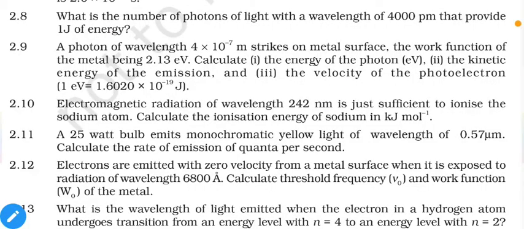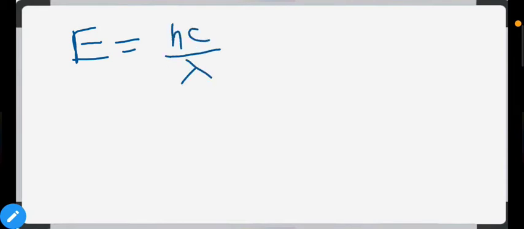Question 2.8: what is the number of photons of light with a wavelength of 4000 pm that provides 1 joule of energy? We know that the energy of a photon is E = hc/λ, because wavelength is mentioned here. It is 4000 pm. So first of all, we have to convert it into meters, so it will be 4000 multiplied by 10 raised to minus 12 meters.